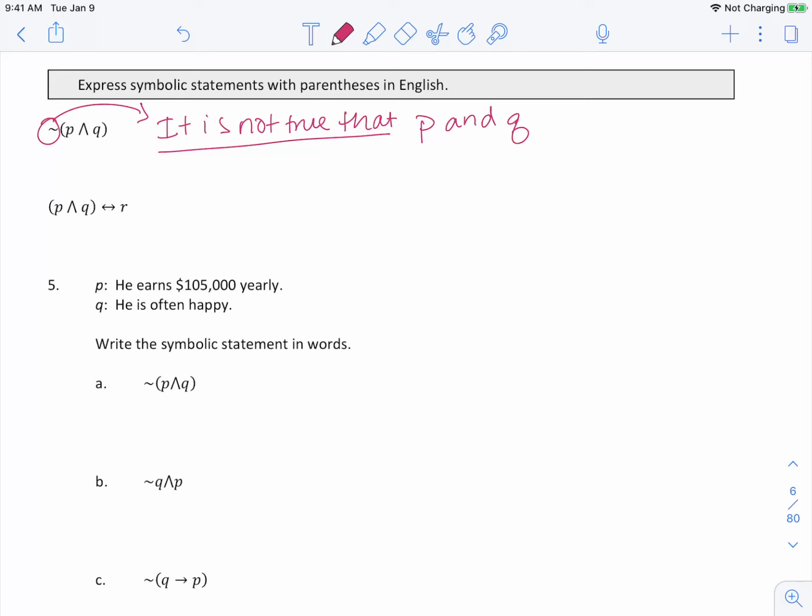Next, we have P and Q in parentheses. Then we have the biconditional and then R. So here we would say P and Q if and only if R.